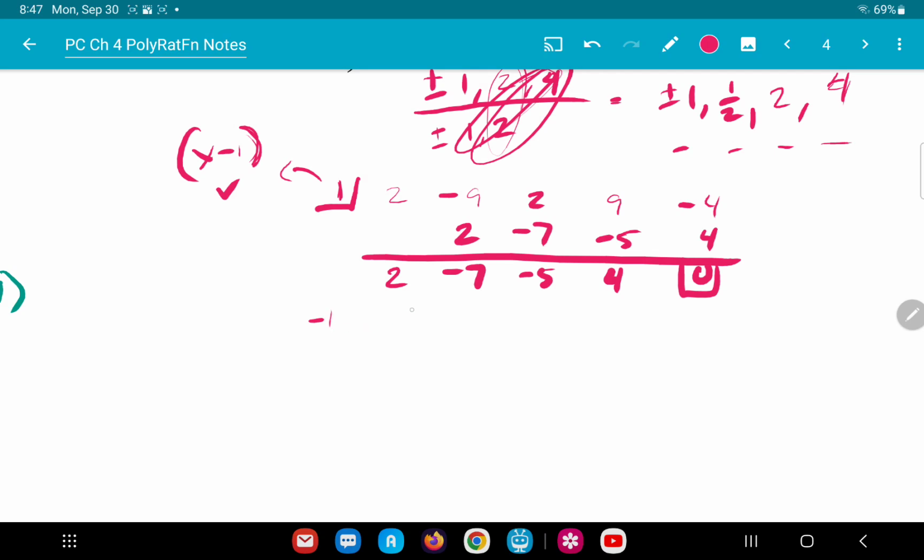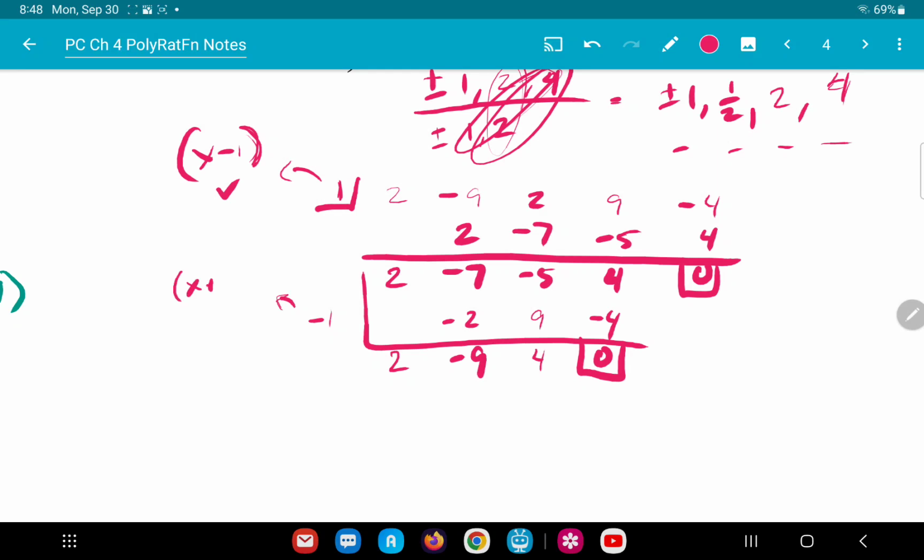Let's see if negative 1 works. I'm still using the same numbers here, so I'll just do it like that. I'm going to bring the 2 down. So we get negative 2. We're going to add and get negative 9. Multiply and get 9. Add and get 4. And oh, look at that, we still get a remainder of 0. So it turns out that negative 1 is also a root, which gives us a factor of x plus 1.